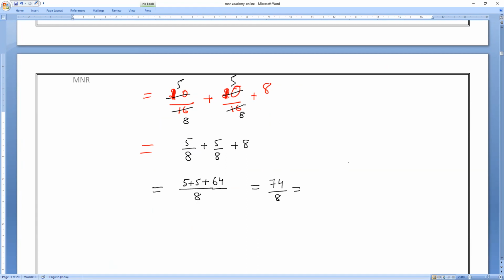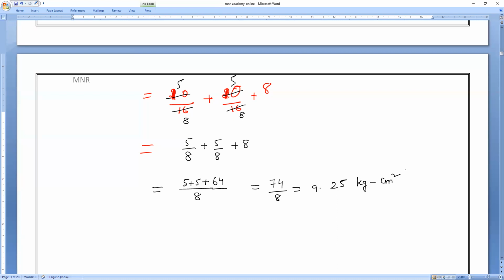Okay. So where have I made a mistake? Check it, everybody, whether the values are everything correct. Yeah. So what is the division? 74 by 8 means? How much? 37 by 4. Yes. So we got approximately 9.25. Am I right? Verified. So 9.25.